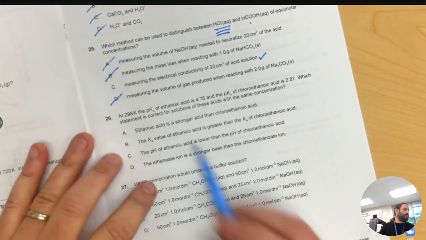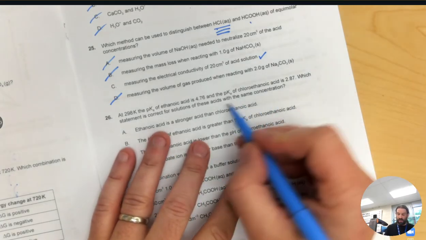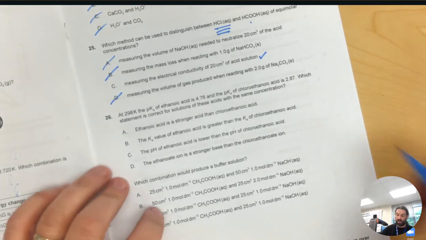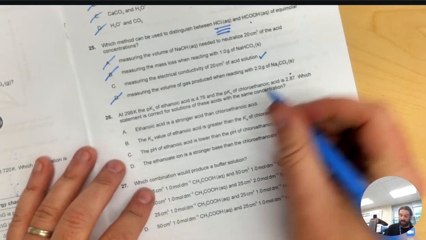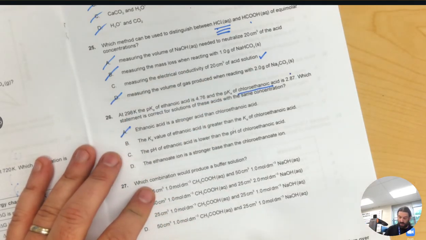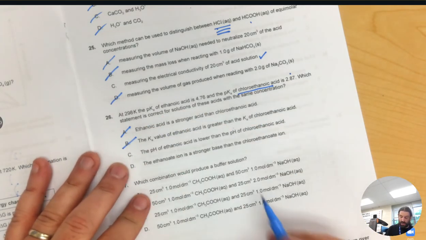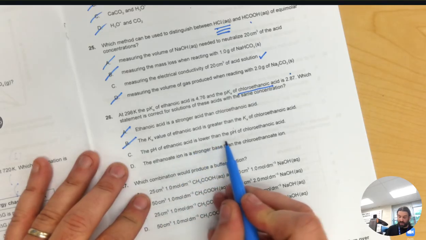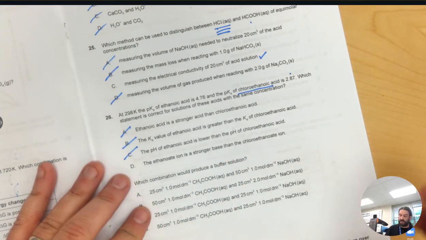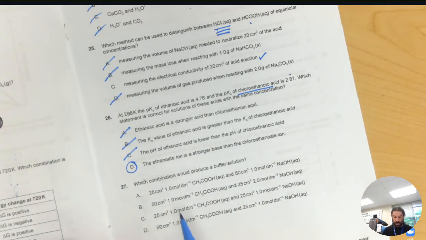All right, so 26, at 298 Kelvin, the pKa of ethanoic acid is 4.76, and the pKa of chloroethanoic acid is 2.87. Which statement is correct? So the lower the pKa, the stronger the acid, which means chloroethanoic acid is a stronger acid. So A is incorrect. The higher Ka is, the stronger the acid. So B is incorrect. The pH of ethanoic acid is lower? Well, the stronger acid will have the lower pH. So no. The ethanoate ion is a stronger base? Yes, because the weaker the acid, the stronger its conjugate base is.